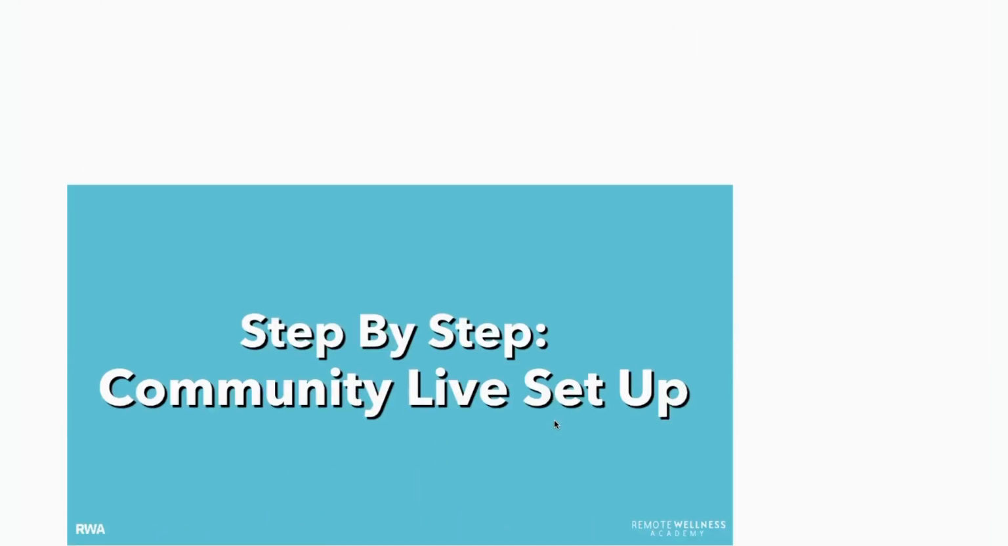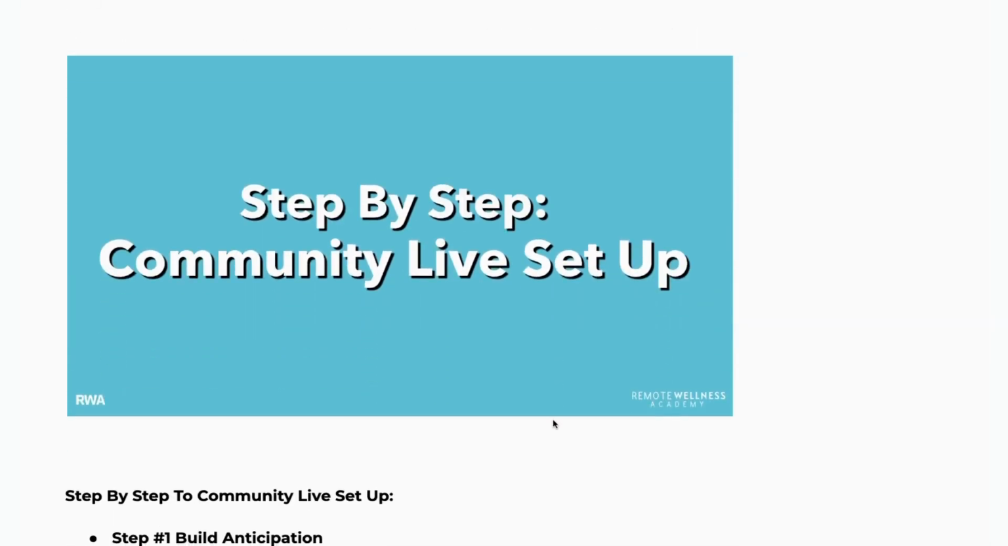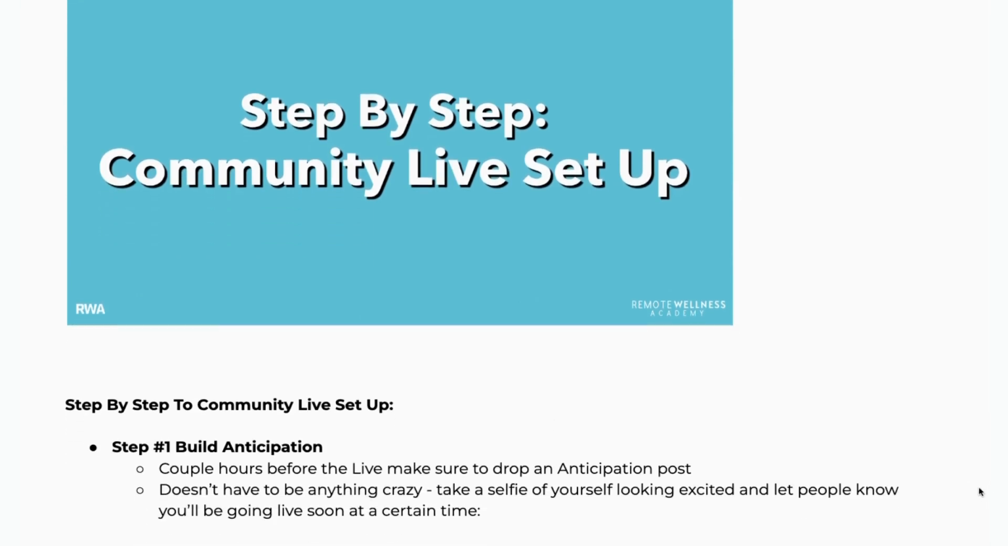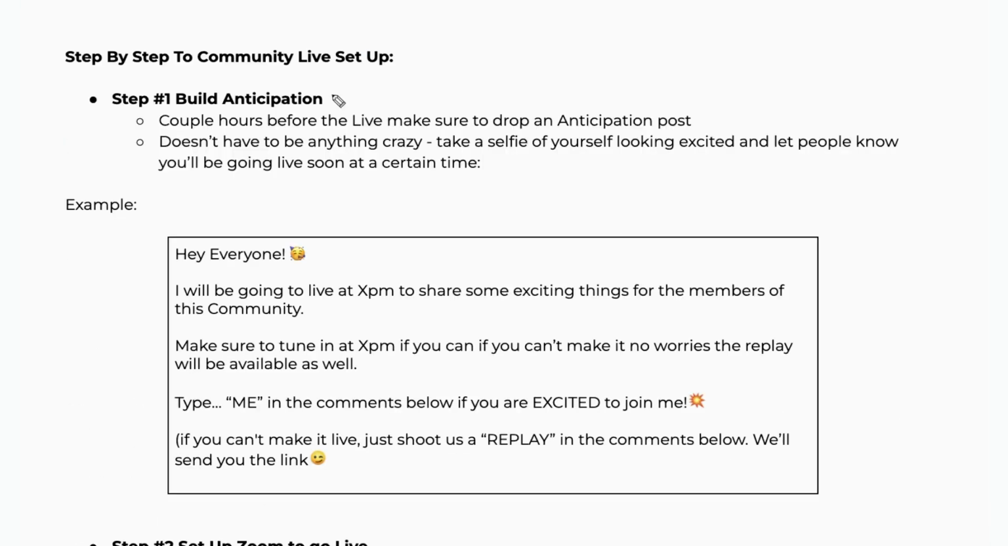Okay, so the next thing that I want to jump into is the step-by-step community live setup process. And this is going to be a very good tactical training to make sure that you are set up for success. So the first thing to make sure that you are set up for success when doing your community live is step 1, you got to build some anticipation. Okay, so a couple hours before the live, make sure you drop an anticipation post. Okay, doesn't have to be anything crazy. You could take a selfie of yourself looking excited and let people know that you're going live soon at a certain time.